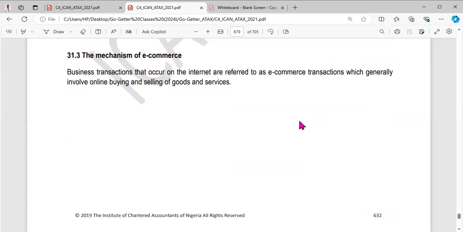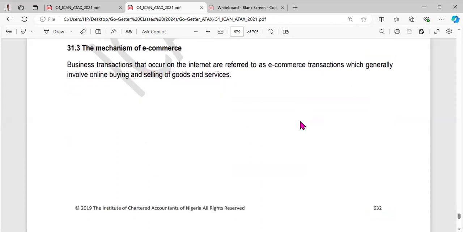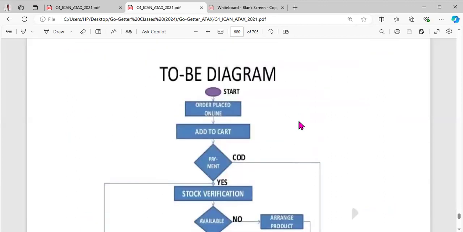So let's talk about some of the things we are going to see here in chapter 31. Business transactions that occur on the internet, we said they are called e-commerce transactions. They include buying and selling of goods and services. So normally when you want to buy goods, you place your order. Let's assume that you are trying to buy goods on Jumia. You start browsing, you see what you like. Sometimes you place it on your wish list, but let's assume that you are buying it immediately. You click on it, it enters your cart.